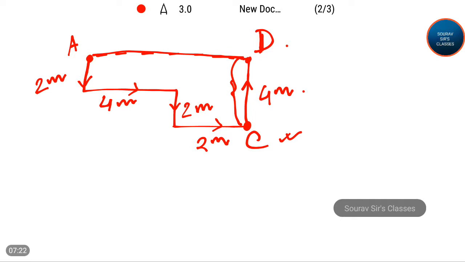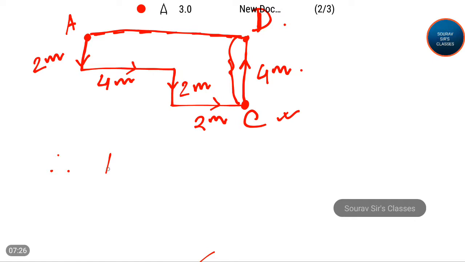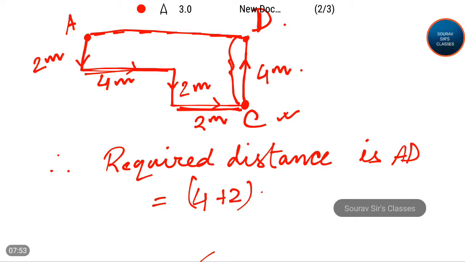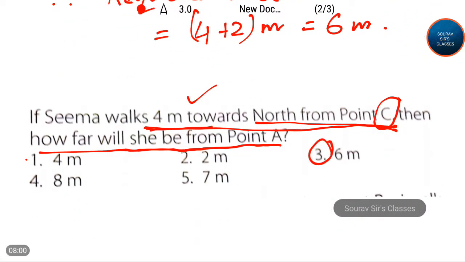Okay, so the required distance is AD, that is equal to, here is 4 meters and here is 2 meters. So this is equal to 4 plus 2 meters, that is equal to 6 meters. So here option 3, that is 6 meters, is the correct answer. So if Seema walks 4 meters towards north from point C, then she will be 6 meters far away from point A. So option 3 is the correct answer.